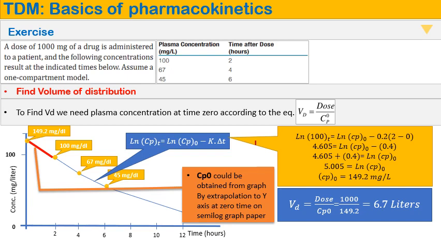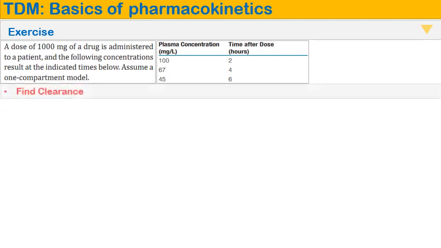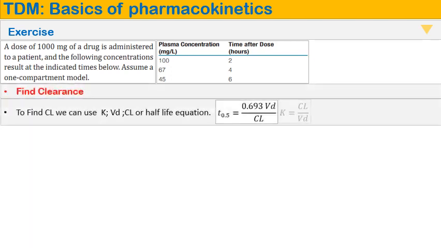Again, concentration could be obtained from the graph by extrapolating y to 0 time on the similar graph paper. Okay, so here we calculated the volume of distribution. Let's move on to the next part, the clearance. Good.